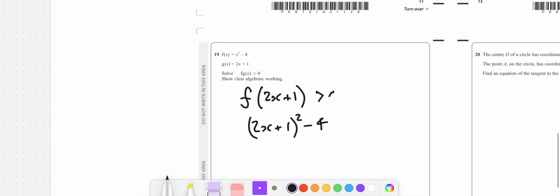Okay. F of g of x. So we're doing f of g of x. So f of 2x plus 1. So that means we've got 2x plus 1 squared minus 4 has got to be greater than 0. So, given that it's already completed the square form, let's go 2x plus 1 squared has got to be greater than 4.